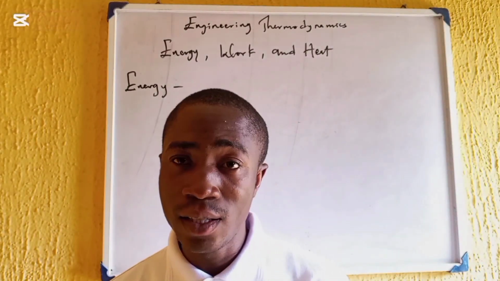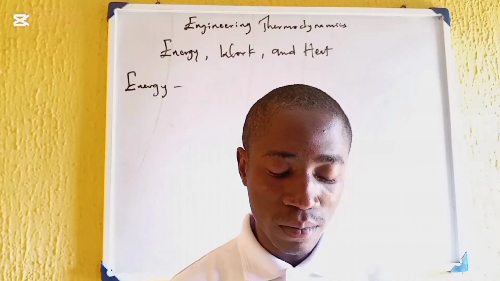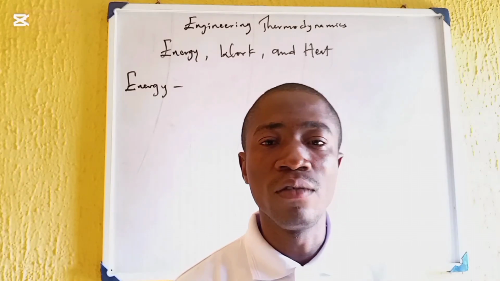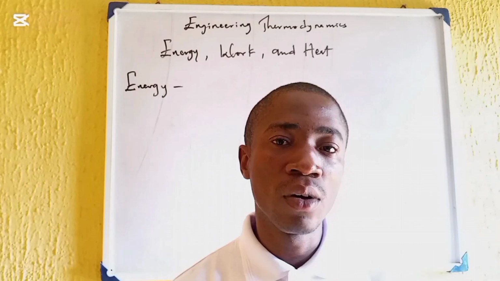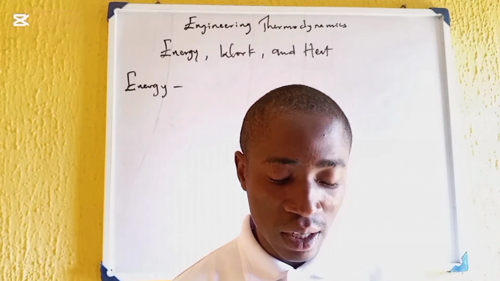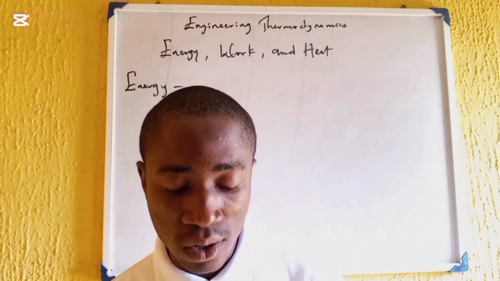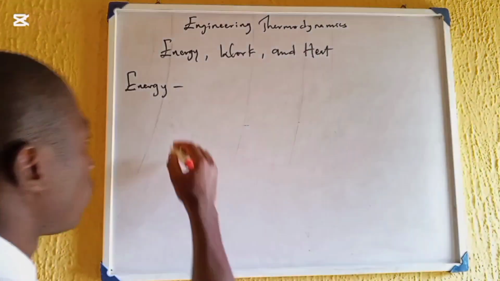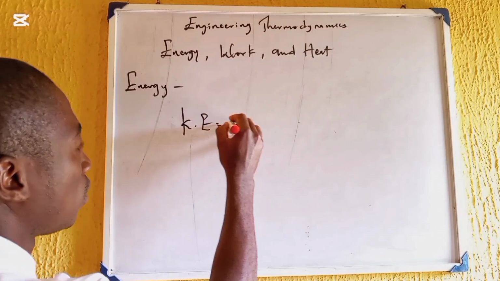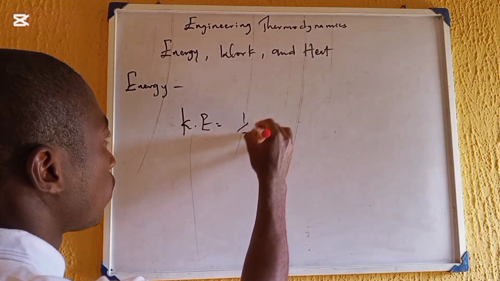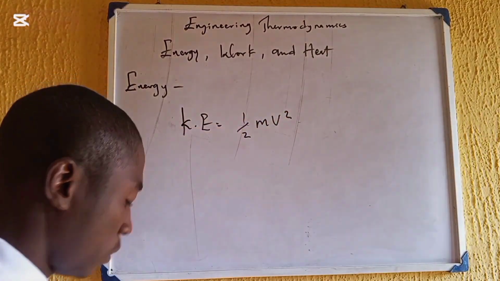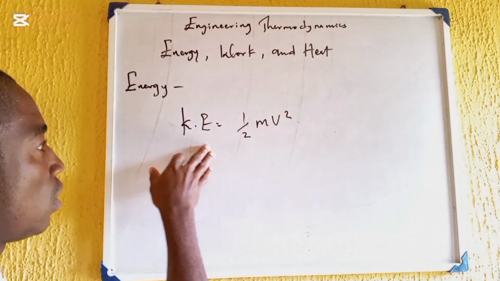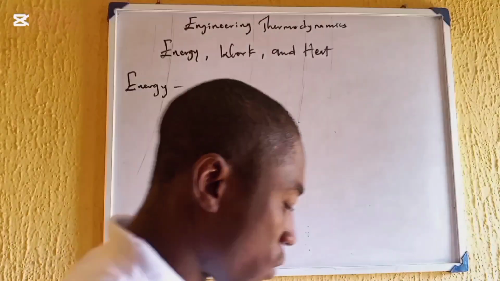The first one is kinetic energy. This is the energy a body or system possesses because of its motion. So if motion is not involved, we won't be talking about this form of energy. So the energy a body or a system possesses because of its motion is known as kinetic energy. Here we have KE is equal to half mv squared. Now what is m? Mass. What is v? Velocity. So KE is equal to half mv squared.